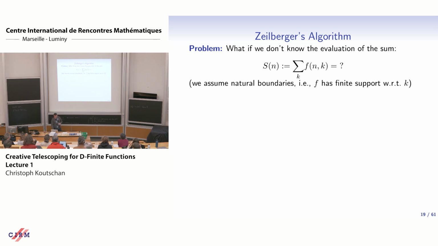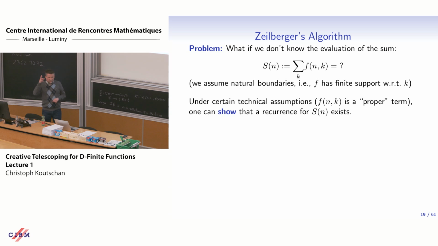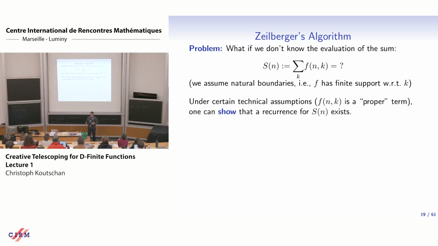Again, let's assume that f has a finite support, so the sum has natural boundaries. Now in theory you can show that every such sum, where f is hypergeometric and has natural boundaries, satisfies a recurrence, provided that certain technical assumptions hold. And the technical assumption is that f of n and k is what is called a proper hypergeometric term.